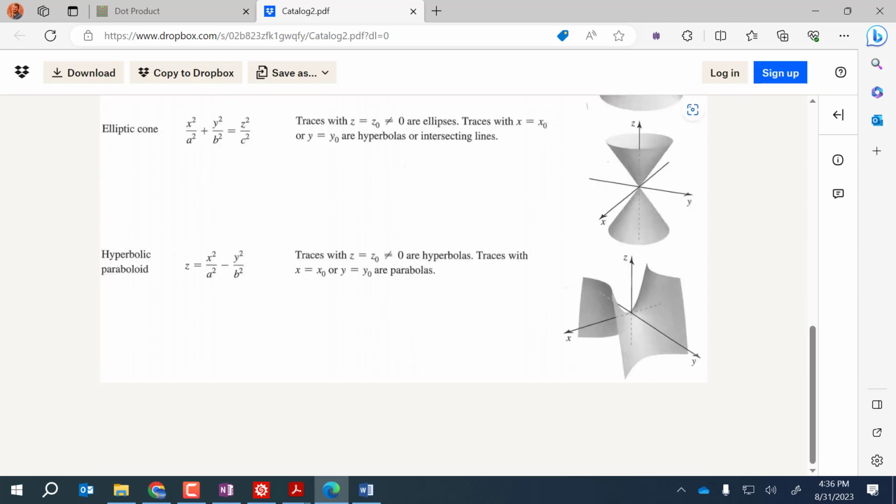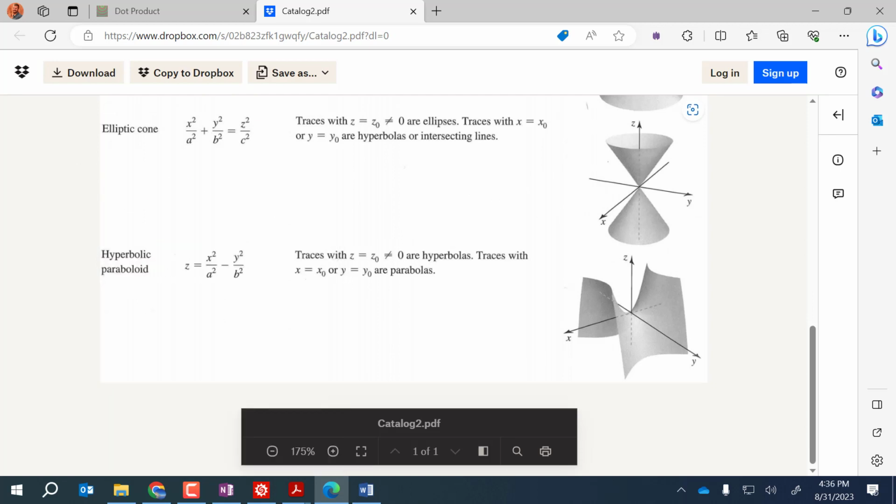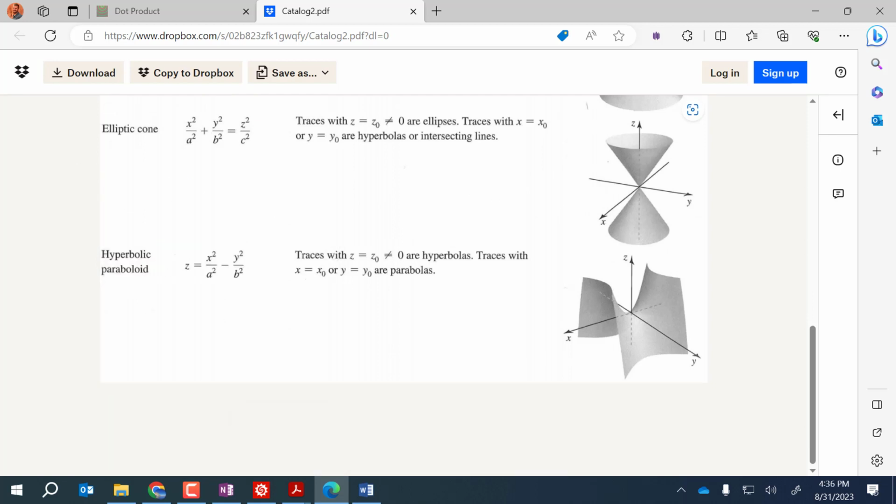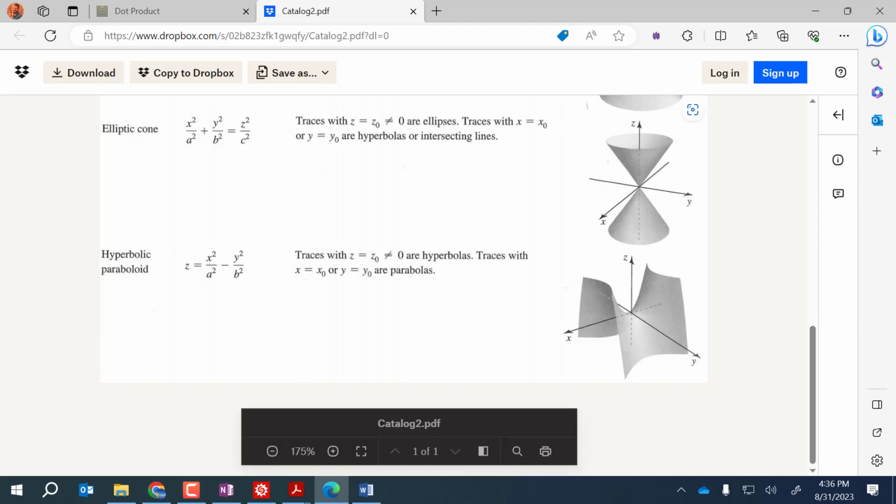Here, let's do this one here. So if we were to look at the trace, still can't draw on this. If we were to look at this trace right here, that trace is a paraboloid, or excuse me, a parabola in the XZ plane. Everyone see that parabola? And if we were to look at the trace in the YZ plane, it's another parabola. So I got two parabolas, right?